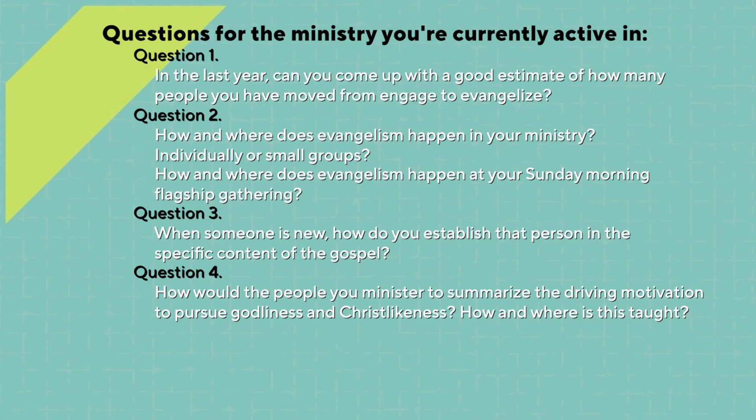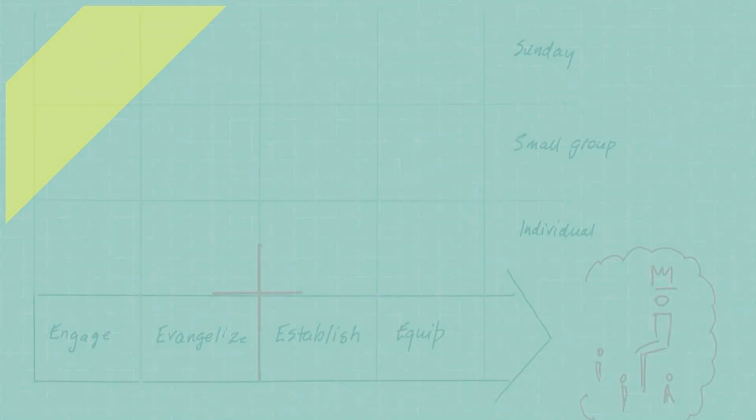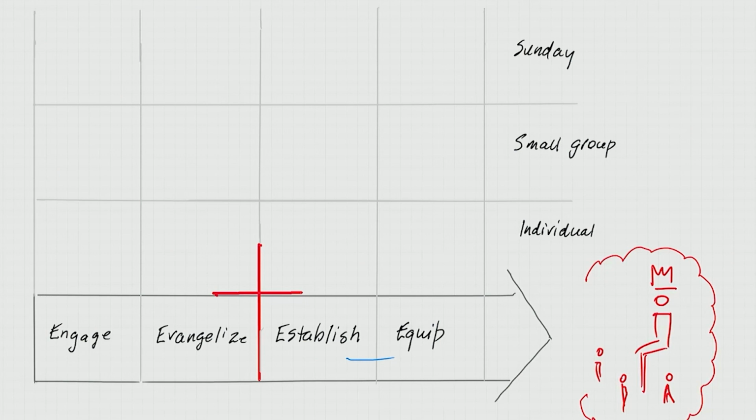And then number 5, how many people in the last year have made noticeable steps to the right such that they are actively ministering back to the left? What trellises, program structures help them do this? All right. So this is the observation that you are maturing people and growing their love for Christ and therefore love for others, that they are actually moving back to the left, that you've heard stories about.